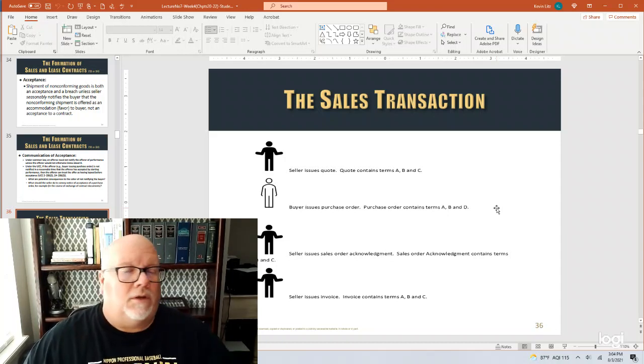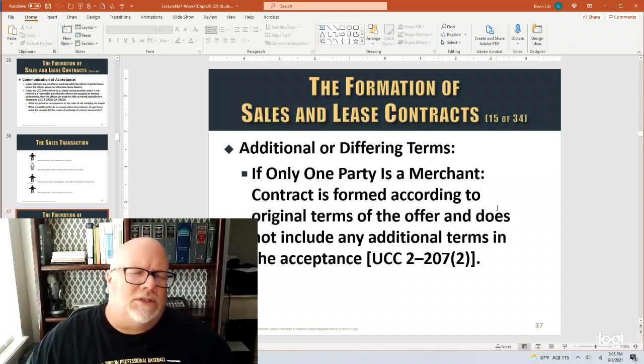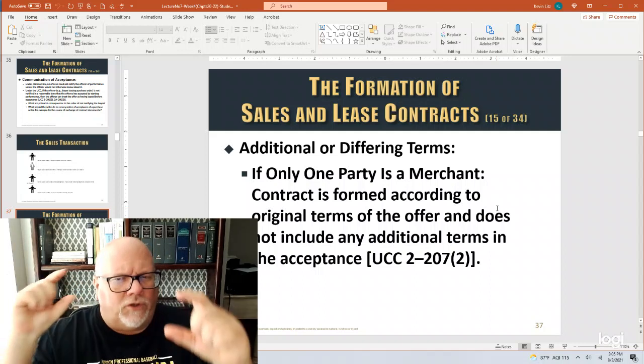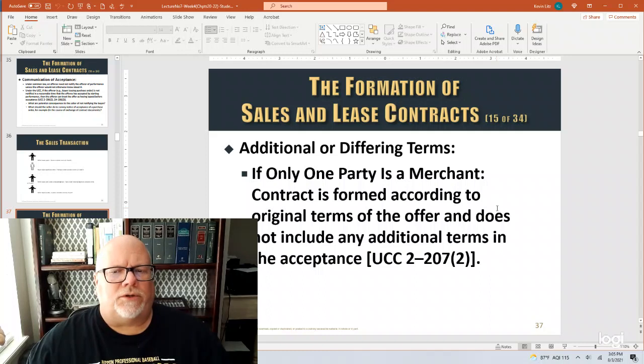So the seller then issues their acknowledgement. Hey, got your order. And by the way, the terms are ABC, what they originally quoted. And then they issue their invoice. And the invoice says, hey, it's ABC. Well, are you stuck? Well, let's look at how the UCC covers that. If you're selling to a consumer, or in other words, if only one of you two, buyer and seller, is a merchant, then we go back to the original terms of the offer. So it would probably be the quote, or if the offer is considered the purchase order, we would go back to the purchase order.